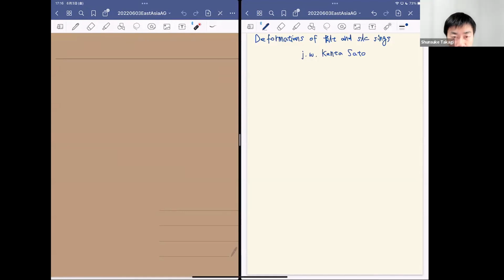Today, I would like to talk about deformation of singularity in the minimal model program. This is a joint work with Kenta Sato. Today, we work over a field of complex numbers. First, let me prepare the setting.